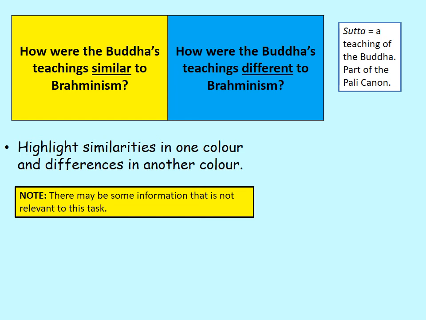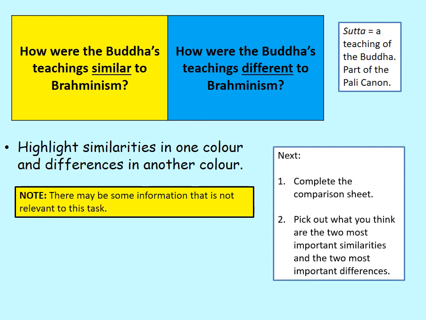Then, once you've highlighted some similarities and differences, I'm also going to put another sheet up, which is like a very quick comparison sheet. It puts a lot of issues down the side, and for each one you've got to say, well, what does Brahmanism believe about this? What does Buddhism believe about that? I don't want you to write a lot of things there. I just want you to pick out the differences. It says something else there on the slides, pick out what you think are the two most important. Don't bother with that, I don't need you to do that. But if you want to do the task, do that comparison sheet.